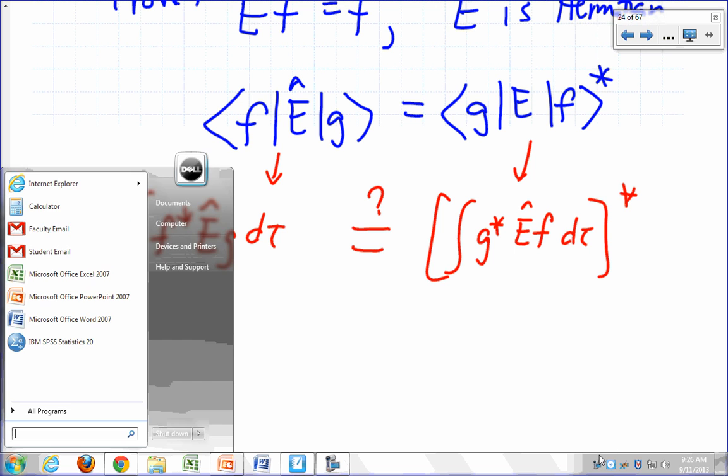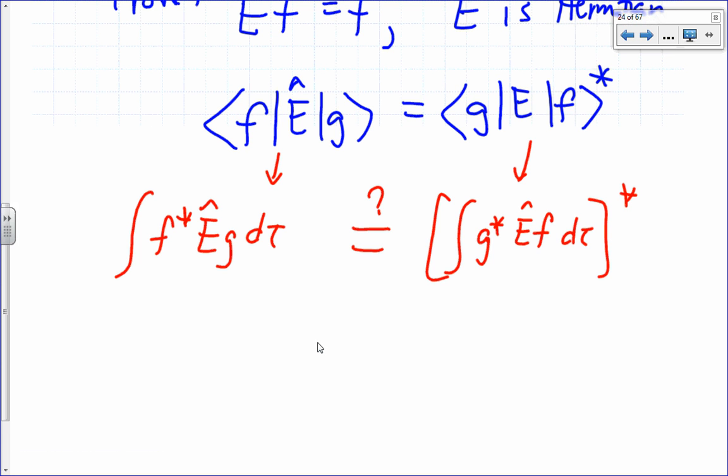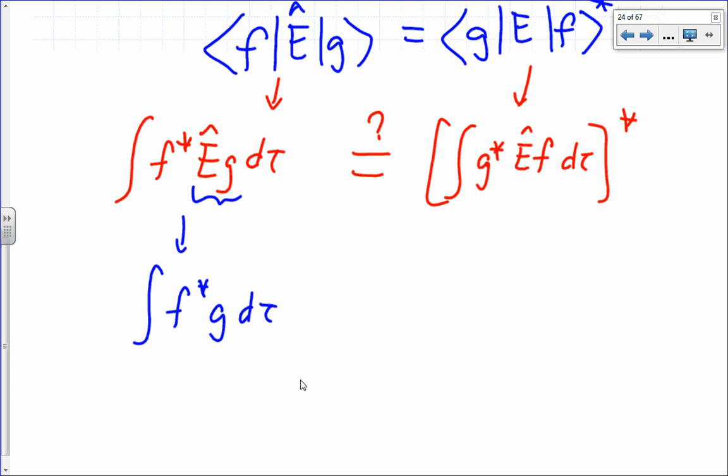Let's continue. So, what do we do? What does E hat do to G? It's an identity operator, right? So this is going to be integral of F star G d tau. Got it? And I want my f to be what? To have no star, right?